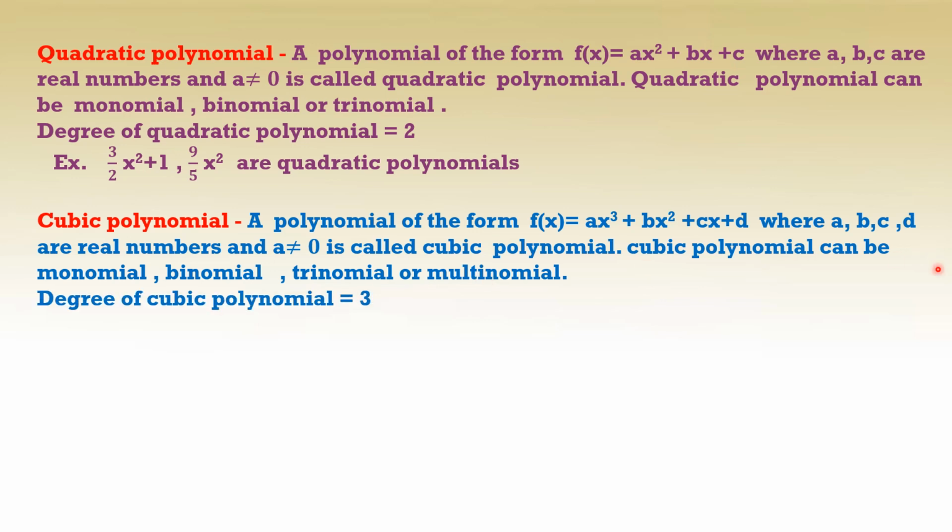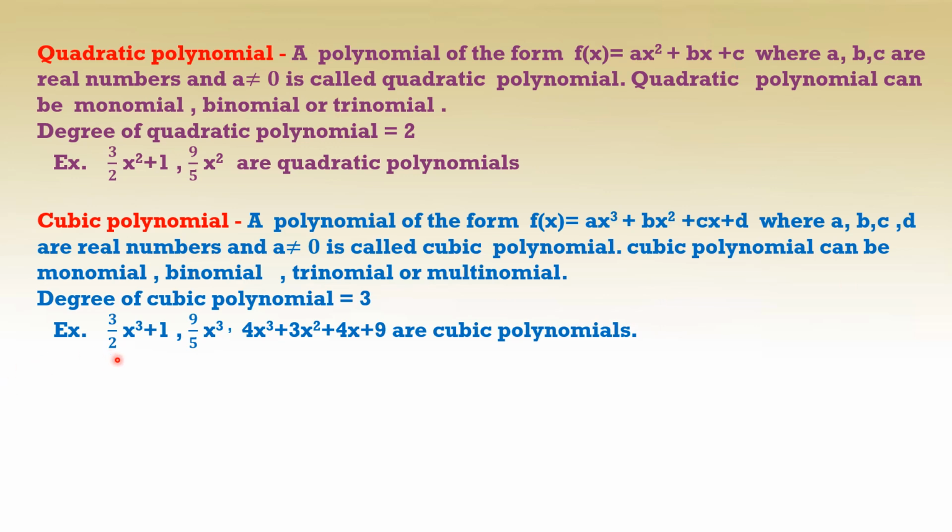The degree of a cubic polynomial is always 3, and here are some examples of cubic polynomials: 3 by 2 x cube plus 1, 9 by 5 x cube, 4x cube plus 3x square plus 4x plus 9. They all are cubic polynomials.